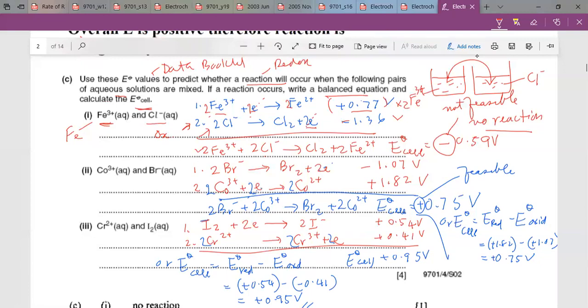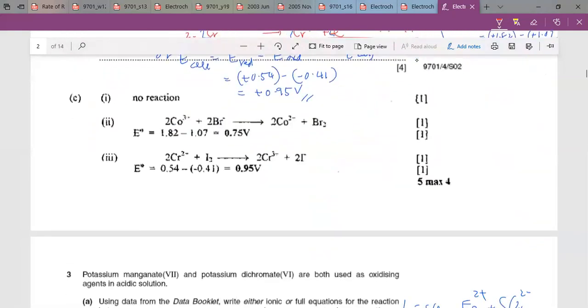Now, if I add them up, it is minus. Minus means no reaction, not feasible. So it won't happen. That's all that they want. They ask for this: no reaction, 1 mark already. But of course, you need to work it out.